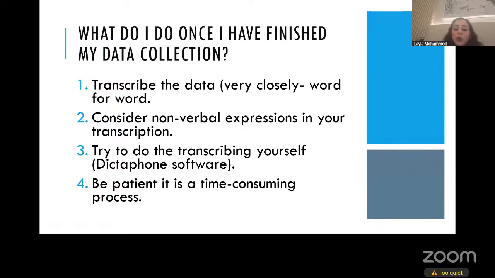Okay, so just to go over the 6 steps a little bit more closely, what do I need to do once I've finished my data collection? So let's imagine you've just done your 10 interviews and now you are quite overwhelmed because you've got all this data. Your first step is to transcribe the data. I would say you need to do your best in transcribing it very closely, word for word. I'm a bit old school, and I don't know why, but I love doing it myself. And it's because when I'm doing it myself, I'm already analyzing.